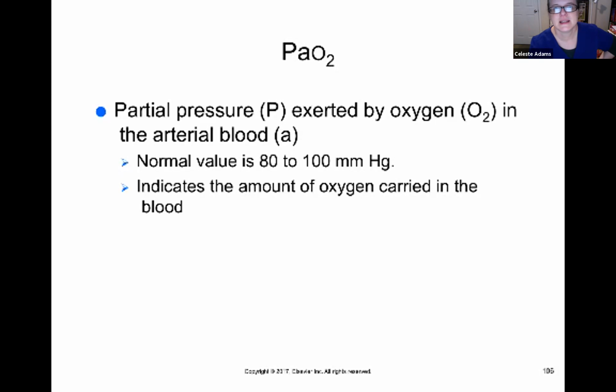This comes from the blood. The oxygen saturation you detect by putting a probe on the finger, but it's more along the lines of the amount of oxygen in the vascular space. We'll go over that. So PaO2 normal value is 80 to 100, and it indicates the amount of oxygen which is carried in the blood.